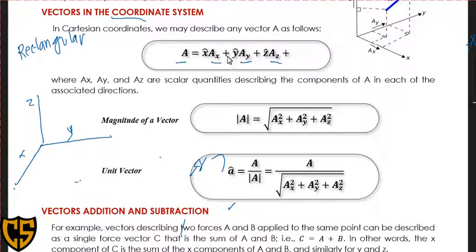At the same time, syempre may ara ka unit vector kada permi indicating our direction. So unit vector naton which is represented by x. So pwede ang muna form.